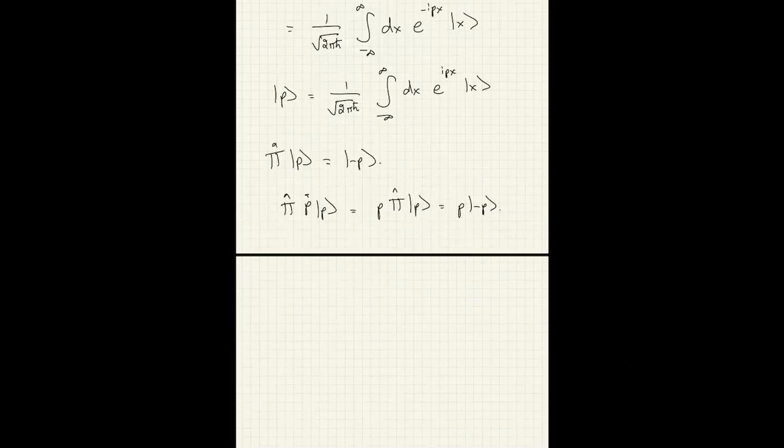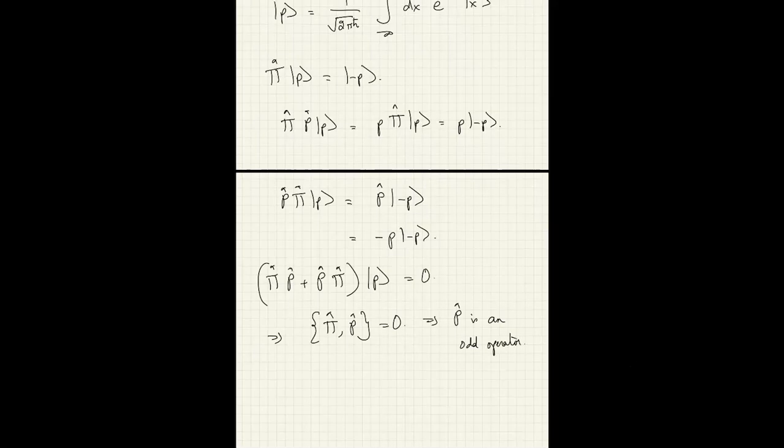Now let's do it the other way around. P pi p. Pi is going to do an inversion of the momentum value, and p is simply going to give me the corresponding eigenvalue, which in this case is minus p. So again, you see that pi p plus p pi acting on p is 0, which means pi and p also anti-commute, which means the operator p is an odd operator, just like the x operator.